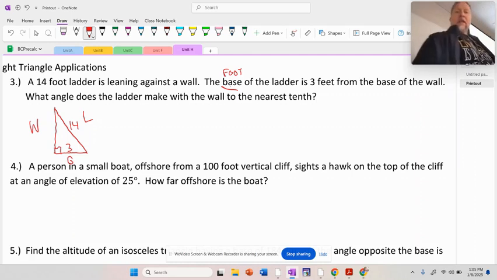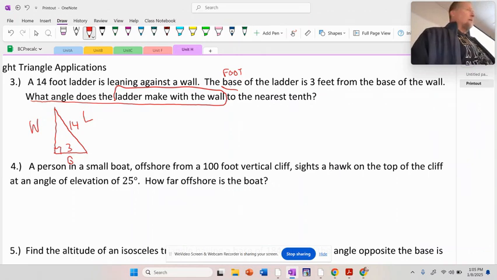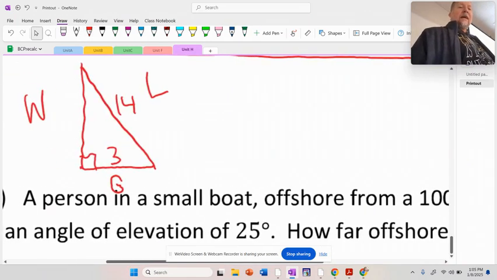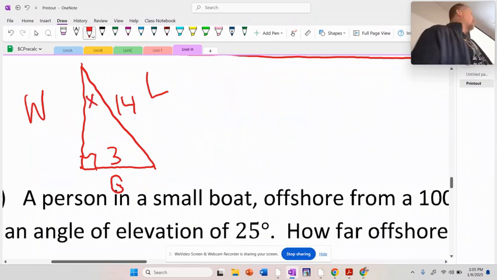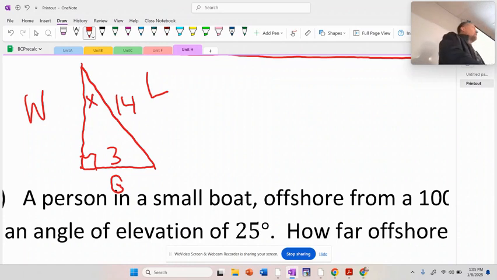All right? And then I made a mistake. I didn't even listen to myself. What angle does the ladder make with the wall? So what angle is that? Top or bottom one? Which one is it? Top or bottom? I didn't even read. I just threw X down here last hour. I embarrassed myself.